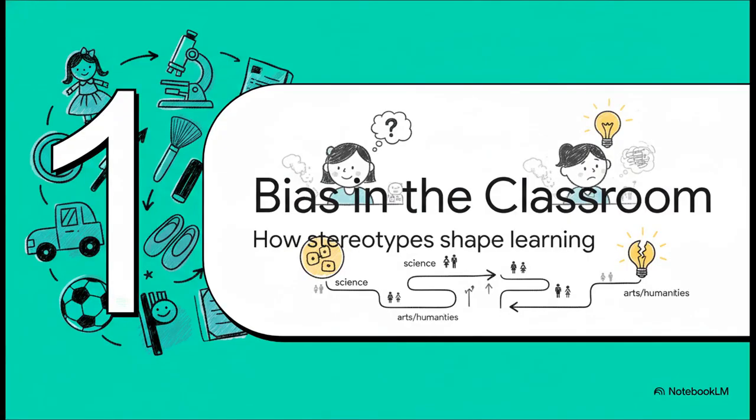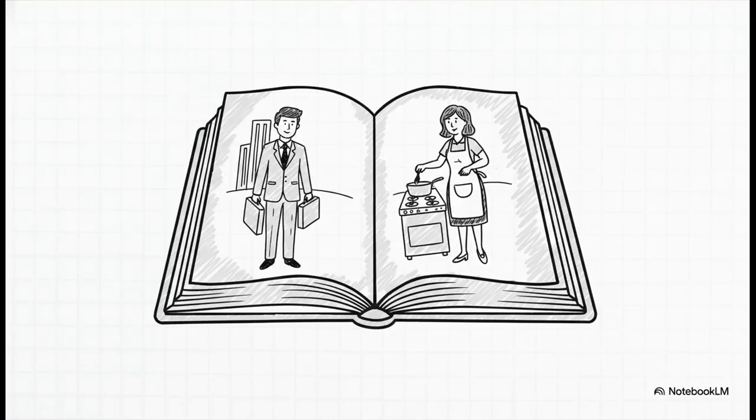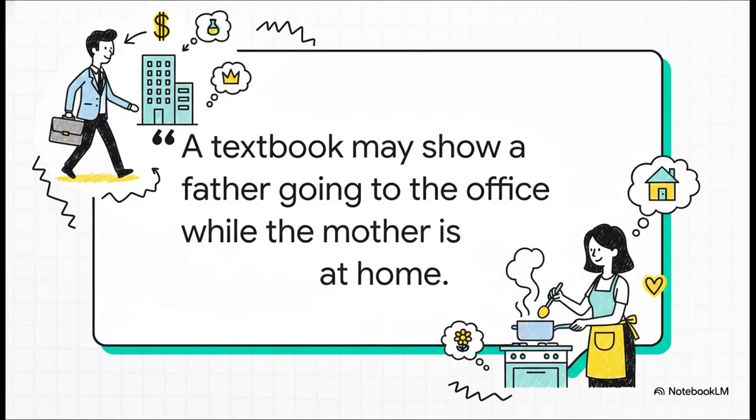Okay, first up, bias in the classroom. This is where those subtle and sometimes, not so subtle stereotypes really start to mold a student's whole educational path. One of the first places you'll see this bias is in the actual materials students learn from. I'm talking about textbooks, lesson plans. They can often end up reinforcing these really traditional and, frankly, limiting ideas about what boys and girls are supposed to do.